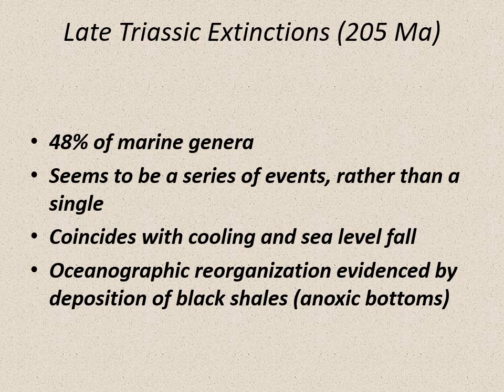Still, we lose 48% of marine genera. It's, again, another series of events rather than a single one. It also coincides with cooling, sea level fall, and increased aridity. We also have evidence from the little bit of seafloor information we have that the reorganization of the continents and the oceans during the late Triassic, as Pangaea was really starting to split apart, indicates we had some anoxic deep water conditions, and this can have huge ramifications on marine life as well.